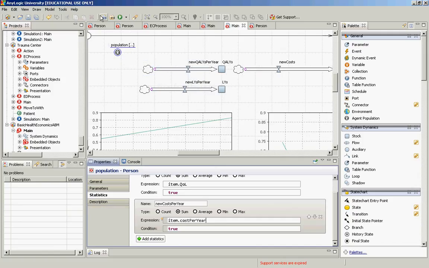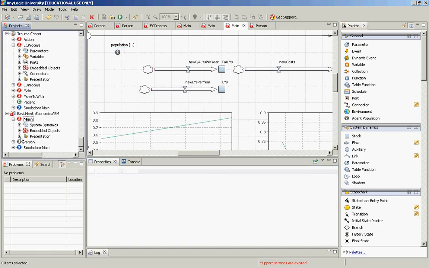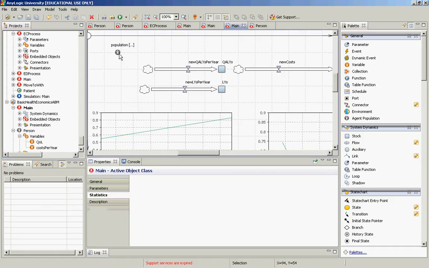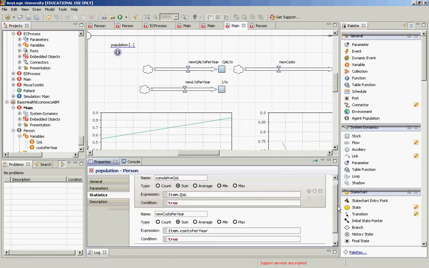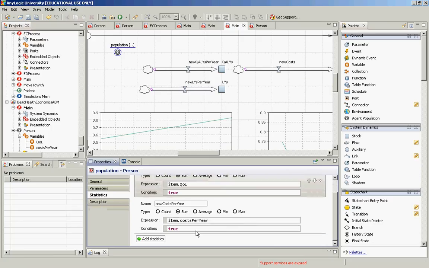So let's do this build here. It's causing trouble. I think I may have called this costs per year. We could certainly easily look, and there indeed it built successfully. I could have easily checked it and expanded variables. So here we have a statistic which we've defined at the population level, and basically given a recipe for how to compute this thing called new cost per year.